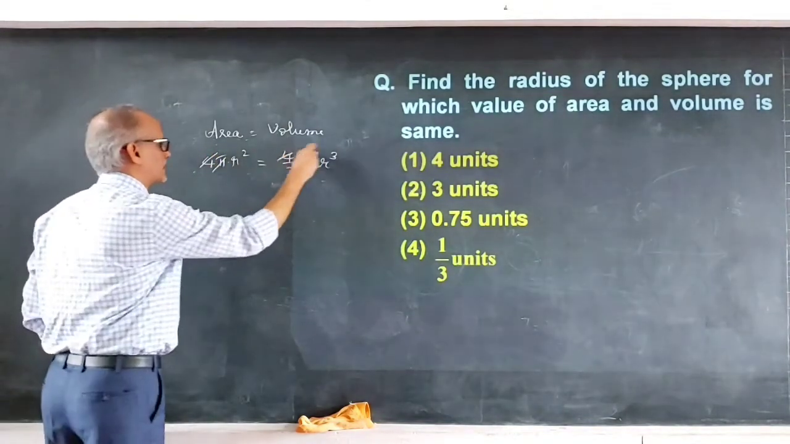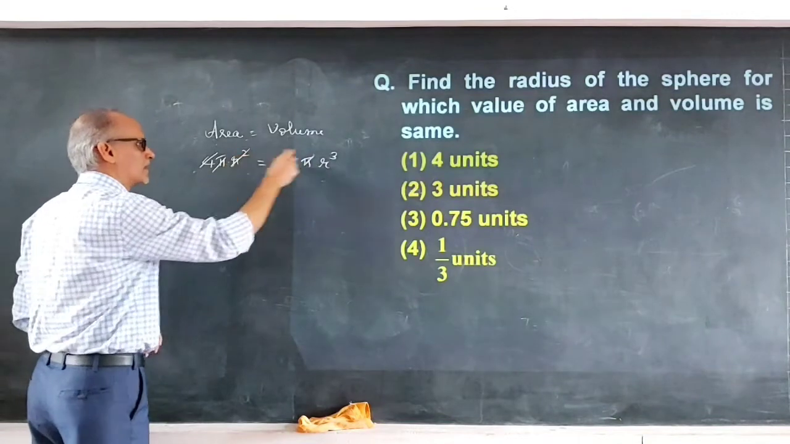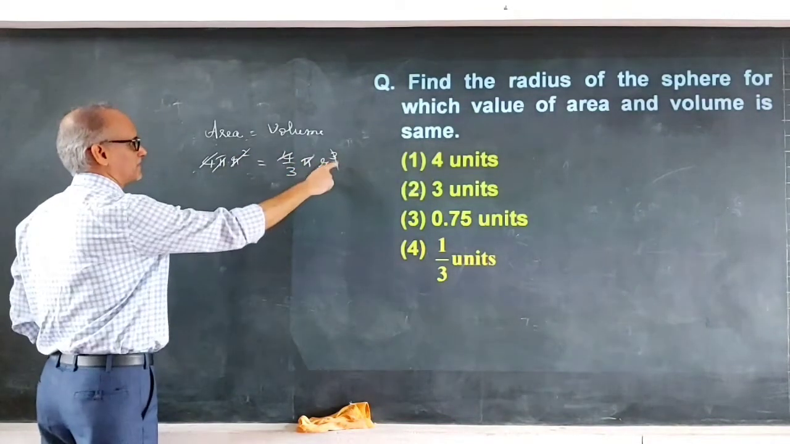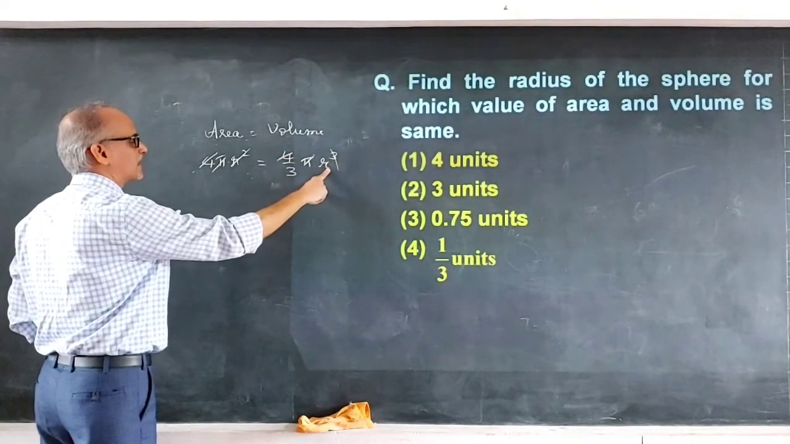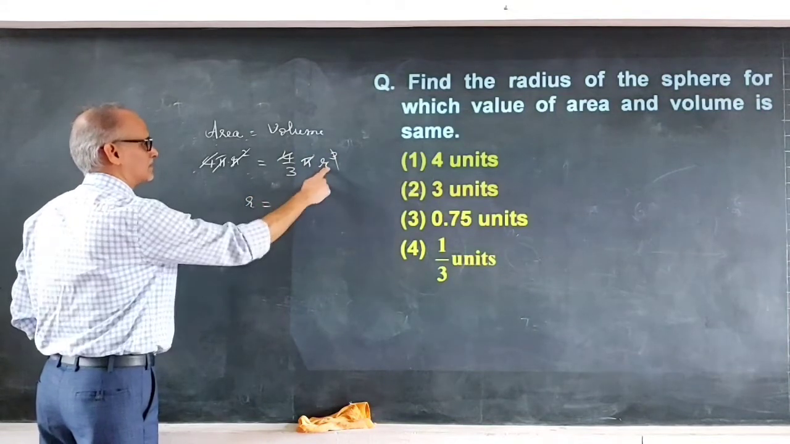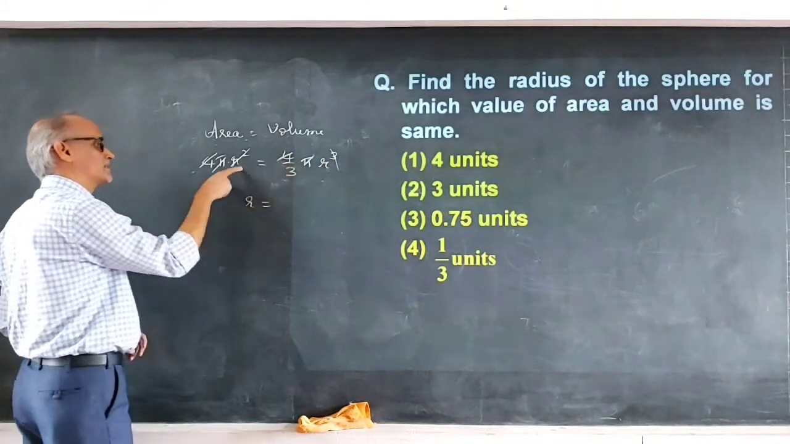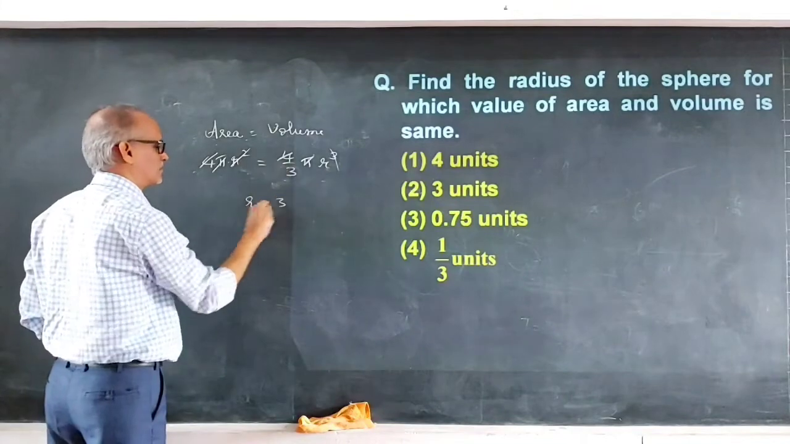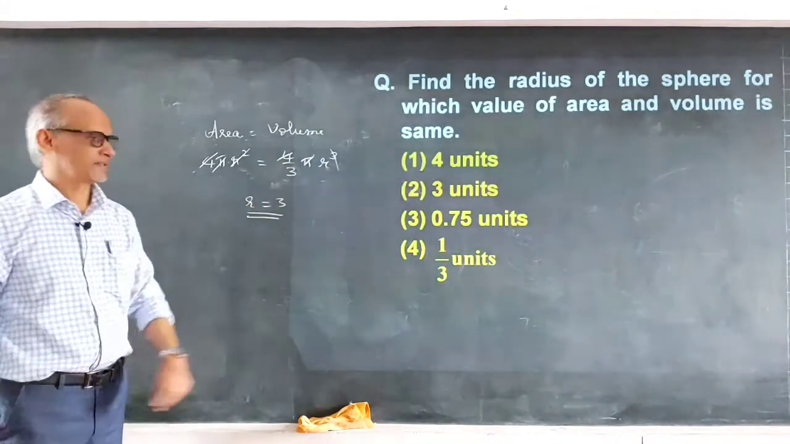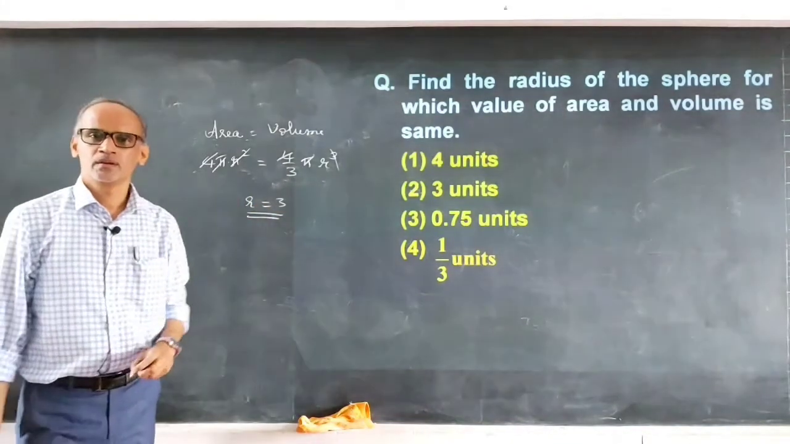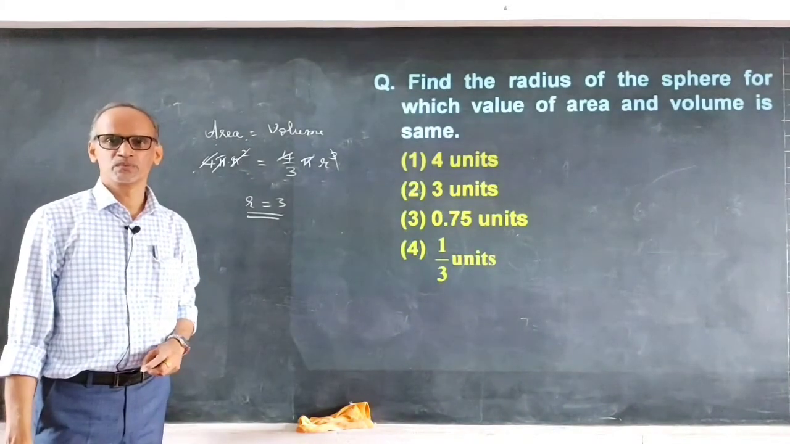4 pi will get cancelled. r square and this r cube: one of the r's will get cancelled. What is remaining is only r. So therefore r, and this 3 is there, right? Take this to the left. So therefore r is equal to 3 units is the answer, and the choice is option number 2.